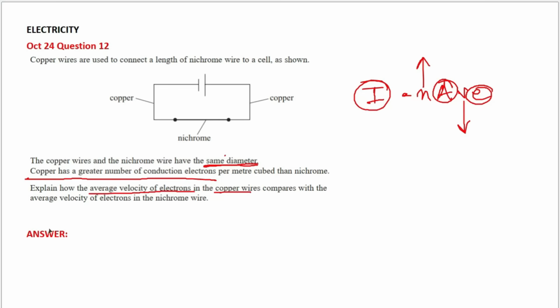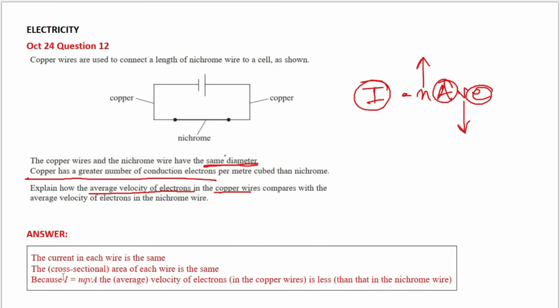Let's look at the marking points. Current in each wire is the same, right? Because they're in series. Cross-sectional area of each wire is the same because they have the same diameter. And according to I equals NAVE or nqvA, I don't know why they have rearranged it this way, it's fine. The velocity of the electrons in copper wire is less. Yeah, that's exactly what I just said. Next one.